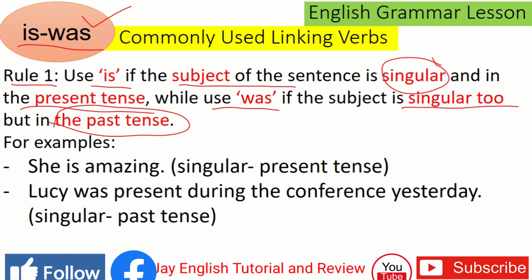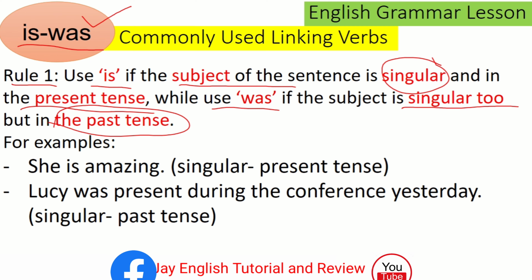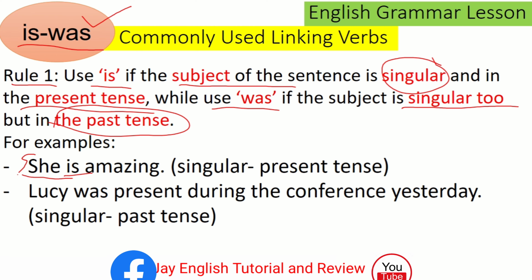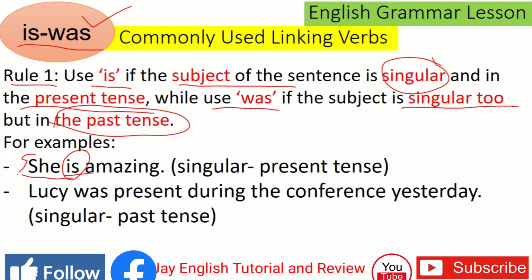For example, she is amazing. So we have right here the subject she, which is singular, okay, singular subject. That's why we are using the linking verb is, okay, singular then in the present tense.